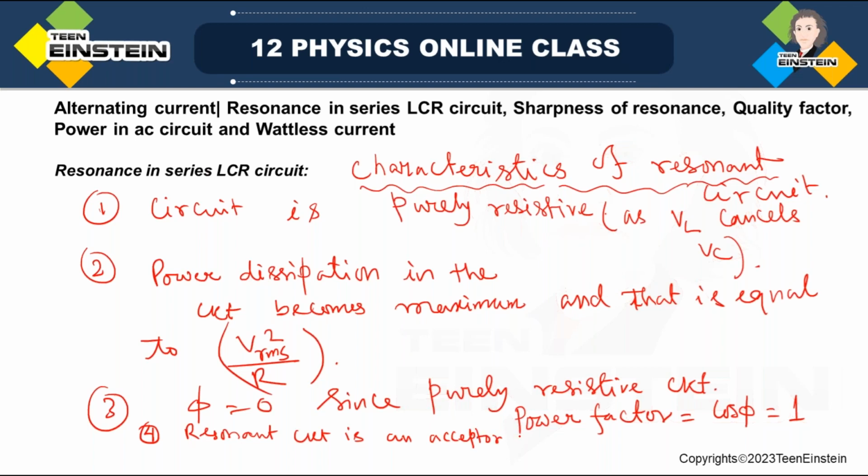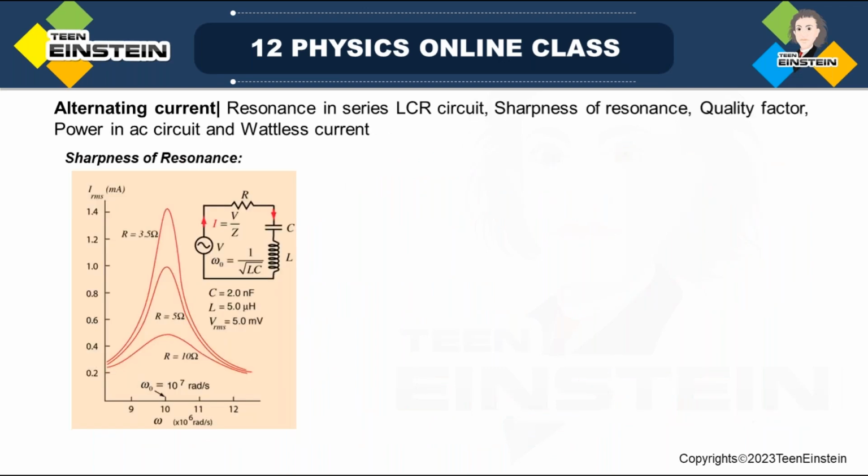Acceptor circuit. Okay, I have already discussed it. You can just elaborate that at this particular frequency, power is absorbed or accepted, or a signal with the resonant frequency will be accepted by the circuit. All right, we'll just go to the term sharpness of resonance.